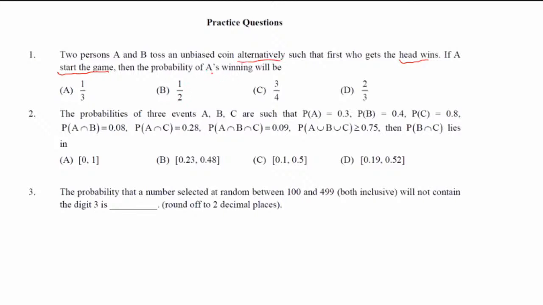The probability of winning, that is A's winning. Okay, see here. Let small p be the probability of getting head. In a coin toss at one time, the probability of getting head is 1 by 2. This implies Q, denoted by the probability of not getting head, that is tail, which is also 1 by 2.